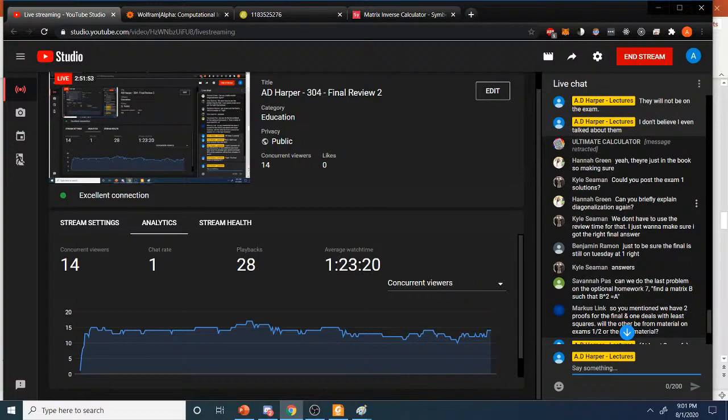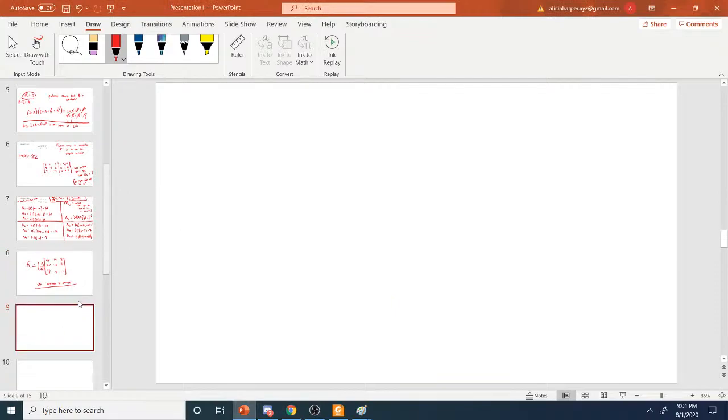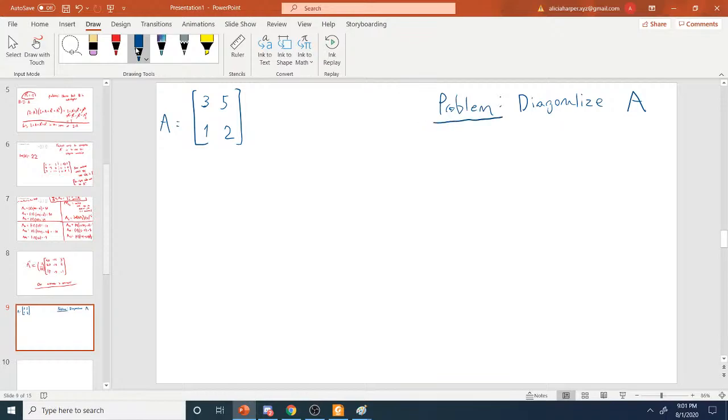Hannah asks, can I explain diagonalization again? So let's do a diagonalization problem. What I'm going to do is look at the matrix, how about 3, 2, 5, 1. So A is equal to this, and my problem is: diagonalize A. So let's go through this.